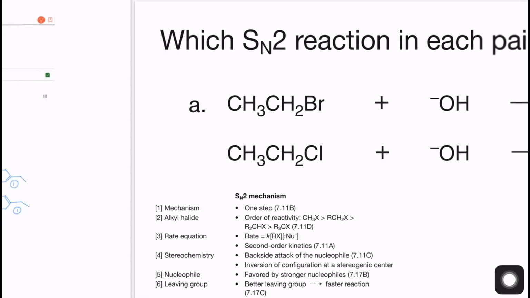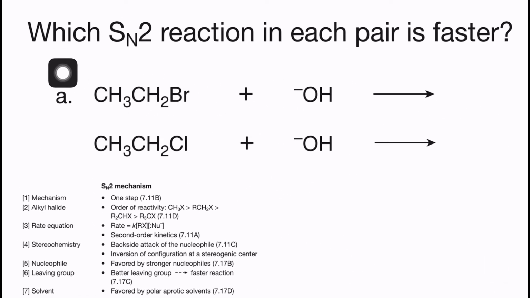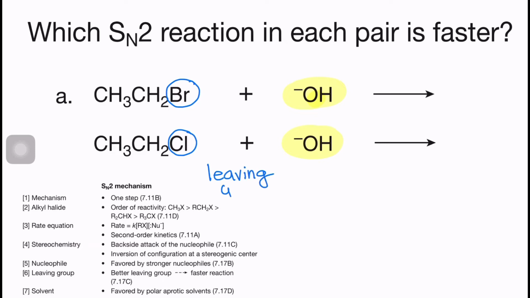So now let's move to the questions. This is the first one. Which SN2 reaction in each pair is faster? We have two alkyl halides and the nucleophile is the same. Now, in the alkyl halide, in the first case, we have bromide ion as the leaving group, next chloride as the leaving group. We know that the leaving group ability of bromide ion is more than that of chloride ion. So in this case, the first reaction will be faster.